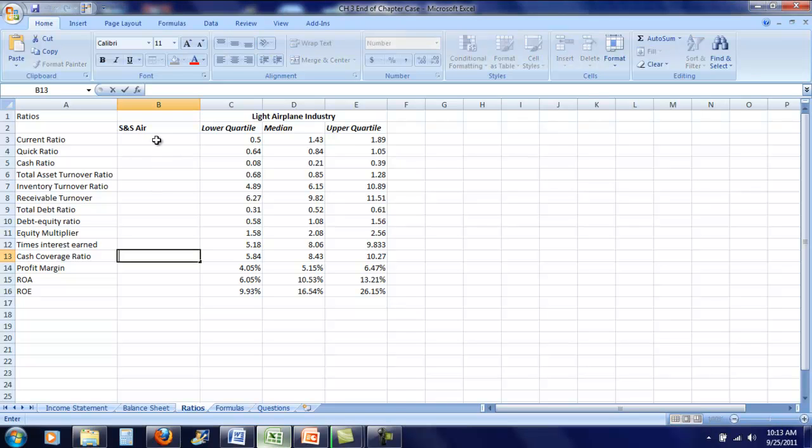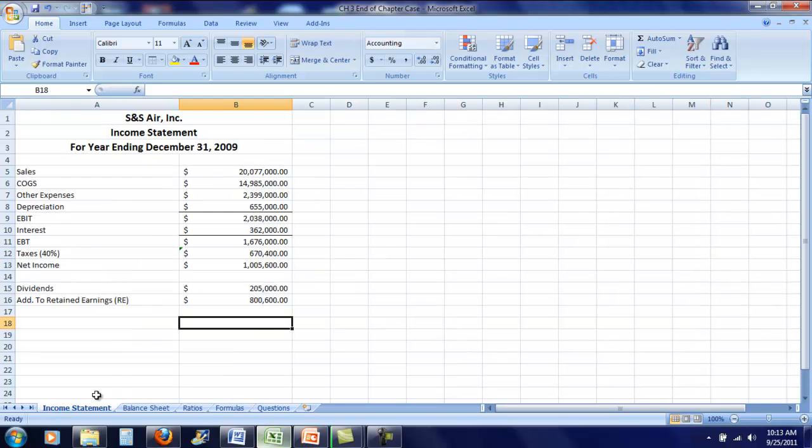Welcome back. We are going to be doing the end of the chapter case in chapter 3, and this is really related to financial ratios and using these to make an analysis. So chapter 3, end of chapter case, happens on page 93 in Essentials of Corporate Finance.